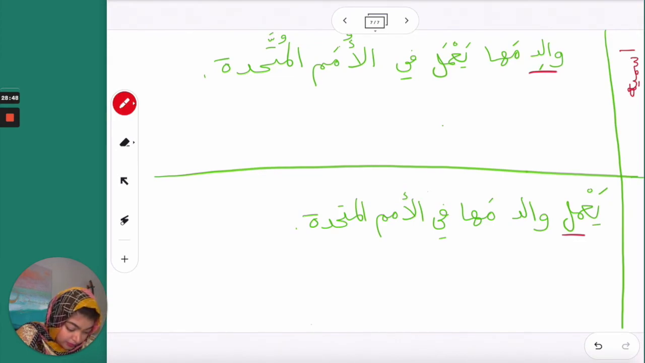Trying to write on the edge. جملة الاسمية. So this is a nominal sentence. Whereas يعمل, this is a verb, so this is جملة فعلية.